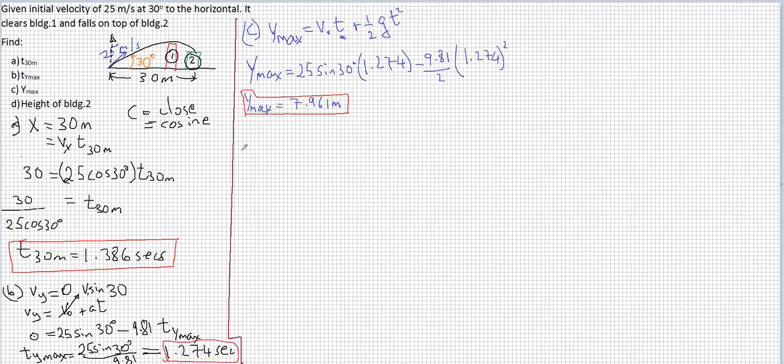Finally, the question asks you to find the height of building 2. To reach the height of building 2, it took the time to reach the 30 meters. This time, of course, is a common time between the vertical and the horizontal motion. So the time it took to reach building 2 would be, or is, the 1.386 seconds. So let's solve for that. Y for building 2.